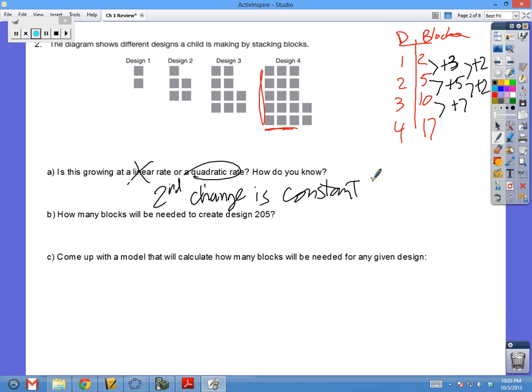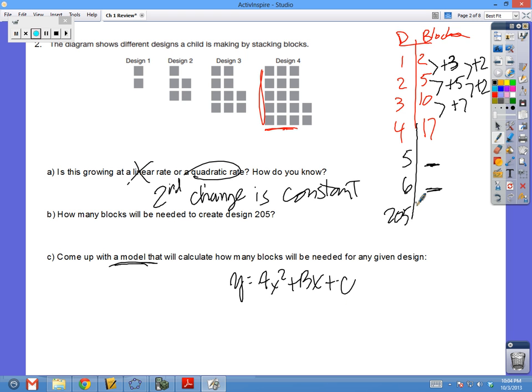Okay, now this answer C is what we just barely did. They want the y equals ax squared plus bx plus c. So from this step on, you can go ahead and find a, b, and c, and that is your model. That rule will continue this pattern. If you want to know what 5 is, it'll give you the answer. If you want to know 6, it'll give you the answer. If you want to know 205, this rule will give you the answer for any number you want.